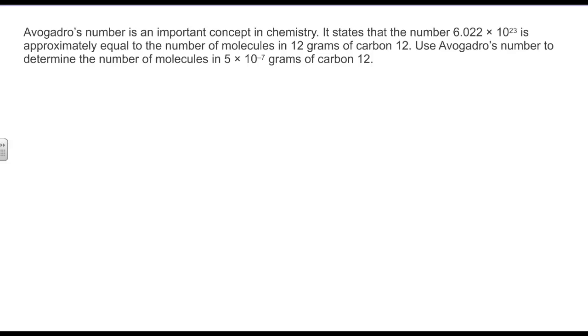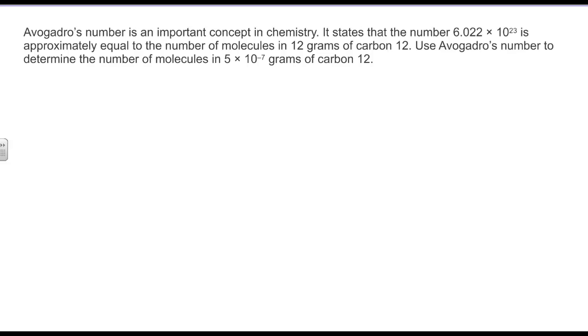So here's a word problem. Avogadro's number is an important chemistry concept, and it states that 6.02 times 10 to the 23rd is equal to the number of molecules in 12 grams of carbon-12. And we want to use that number, 6.02 times 10 to the 23rd, to determine the number of molecules in 5 times 10 to the negative 7th grams of carbon.